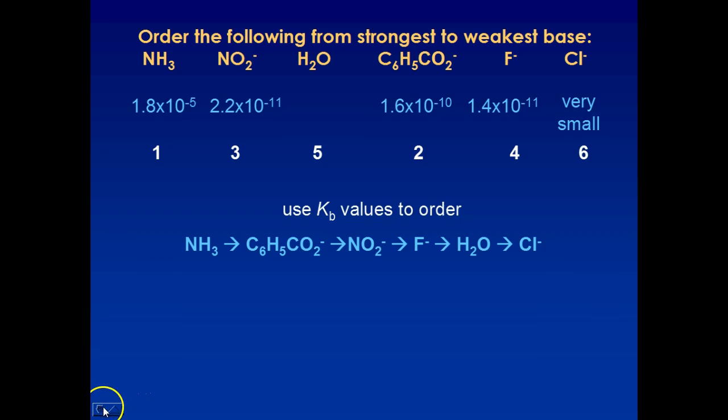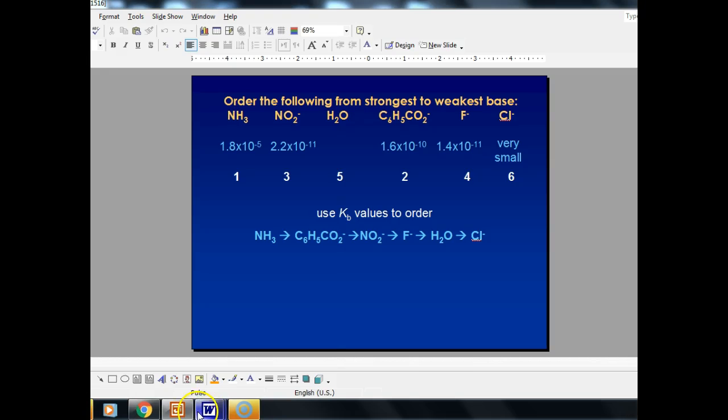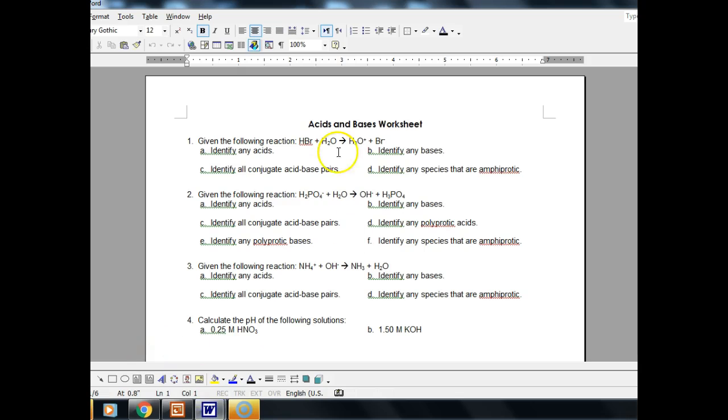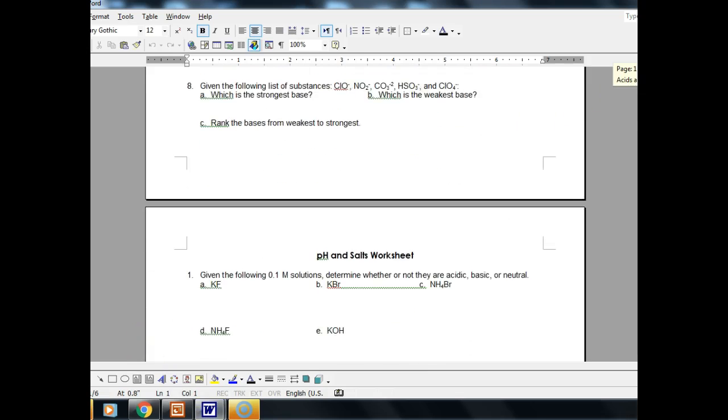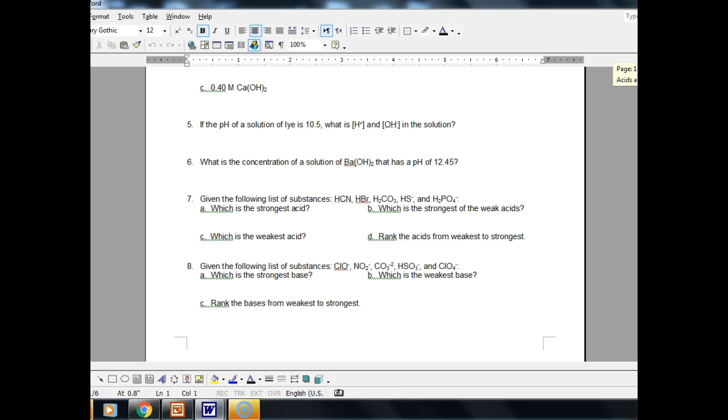Now, although I know that video was a little long, and I apologize for that, I believe now you should be able to do everything on the acids and bases worksheet for this first one. Okay?